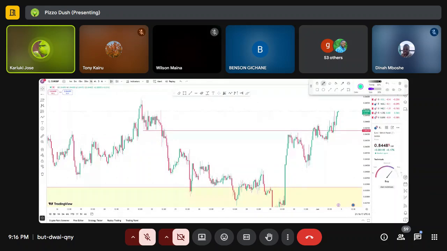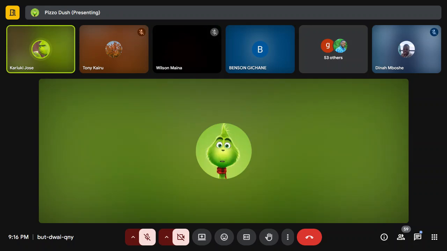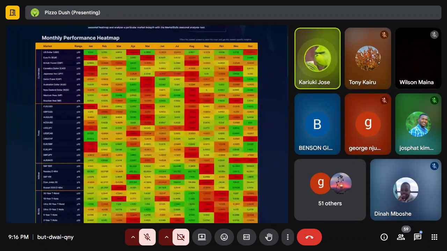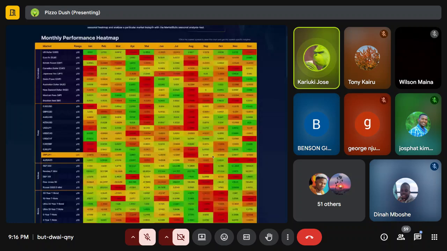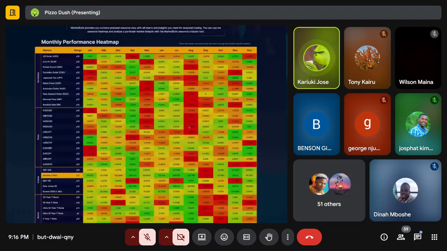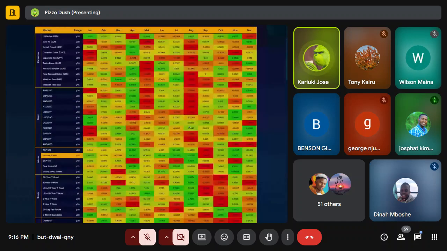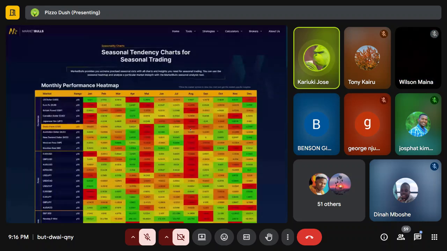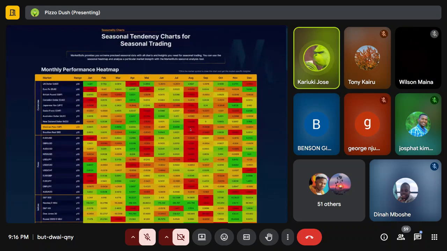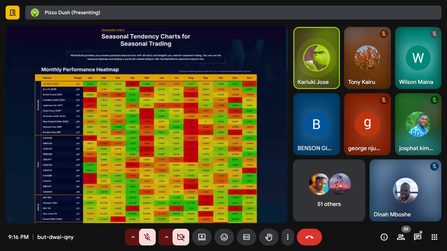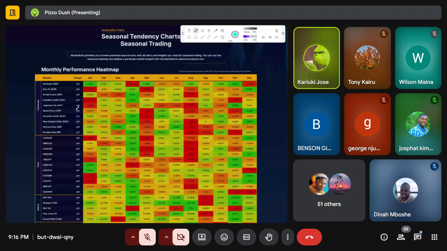Ni poa sana kuangalia kitu. Obviously, market zinatengenezanga patterns zenye hujirudia. The same thing unapata ati last day ilifanyika June, utapata imefanyika. Kama Bank of England June ndo wanaanza kuleta their changes in interest rates, so sijui fiscal policies, any kind of policy, apata mpaka next year same month wataleta the same kind of policies.